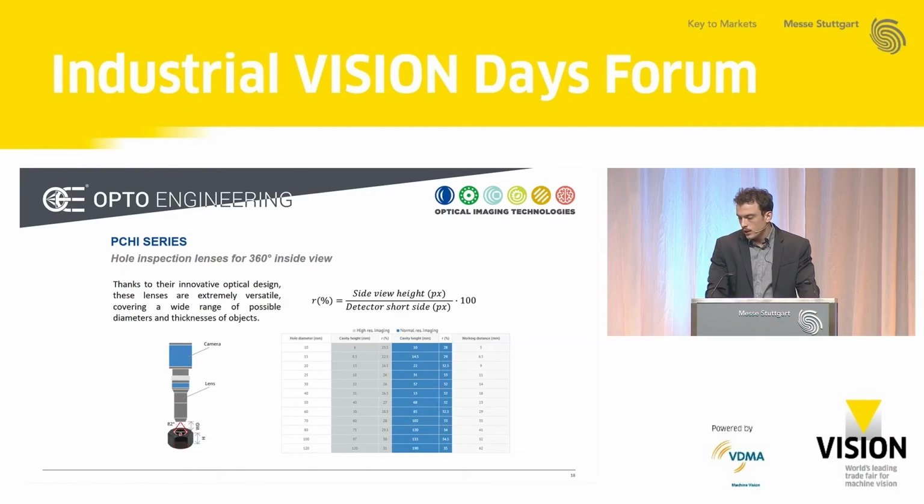The range of possible diameters is reported here, and it goes from 10 to 120 millimeters, more or less, while the height of the sites that you can inspect depends on the resolution, of course, that you are requiring from the lens. There is also this R factor, which is basically the ratio between the bottom and sides in the image. So the higher this ratio, the higher the sides compared to the bottom that you're imaging.